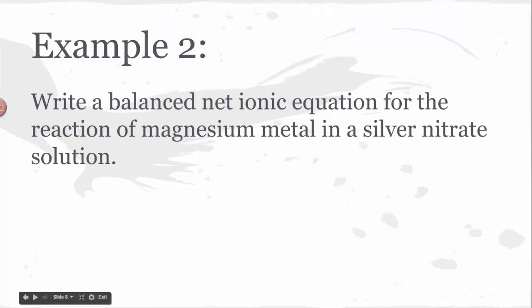Let's take a look at a second example. We're going to write a balanced net ionic equation for the reaction of magnesium metal in silver nitrate solution. Okay? Write this down, and then let's try to write our net ionic equation for this. You ready? So, magnesium metal, Mg, solid. Silver nitrate, AgNO3.